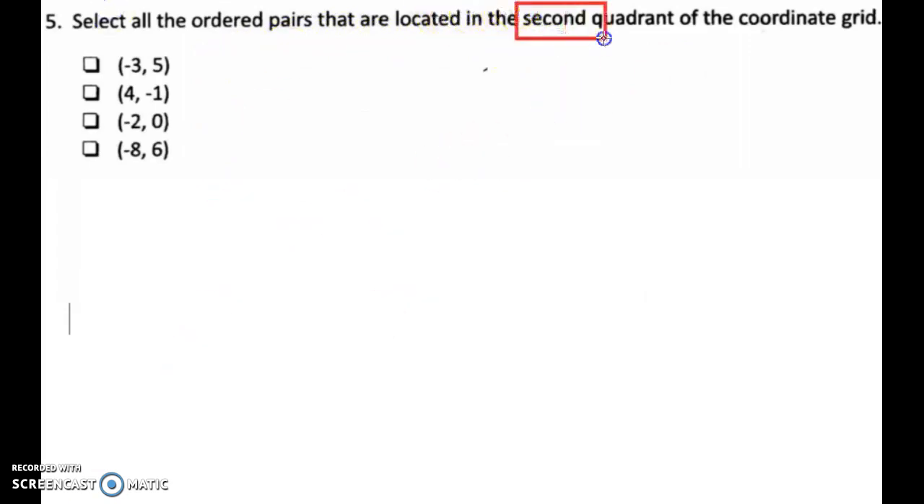All right. Number 5, select all ordered pairs that are located in the second quadrant of the coordinate grid. Second quadrant, what does that even mean? Oh, I remember. That's when we have this little quadrant here. Let me turn that back to black. Right? And there's 4 different sections.